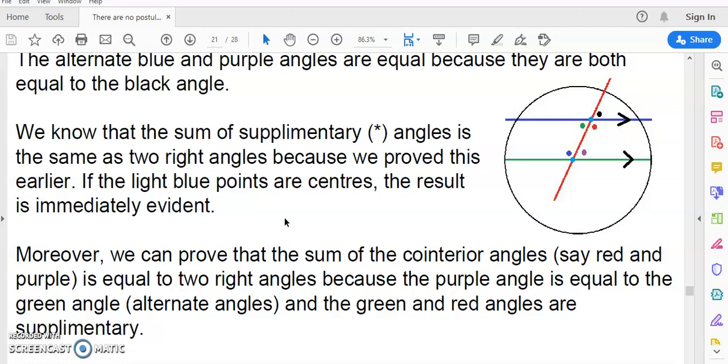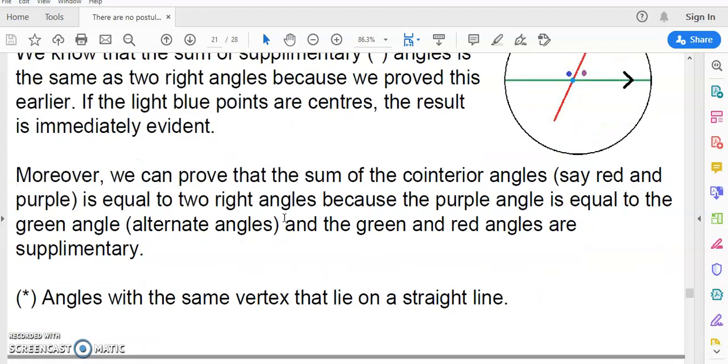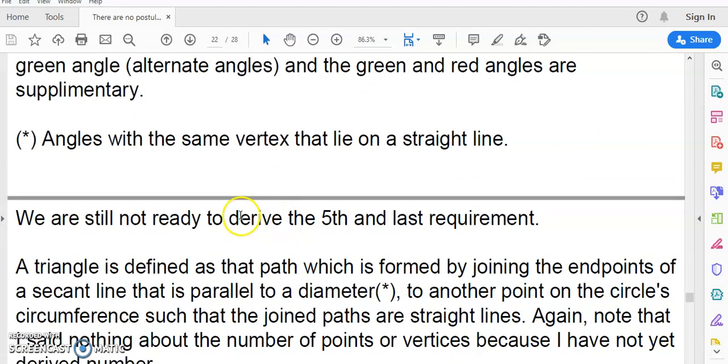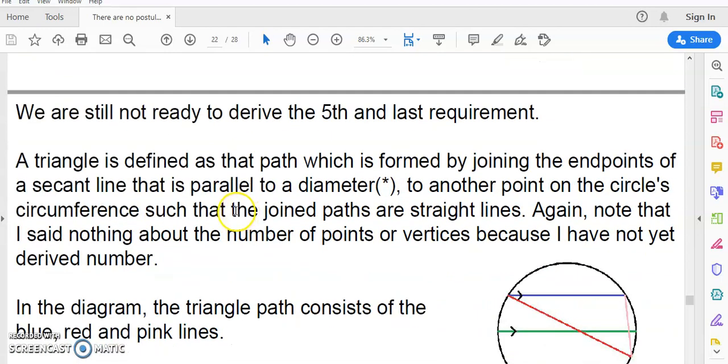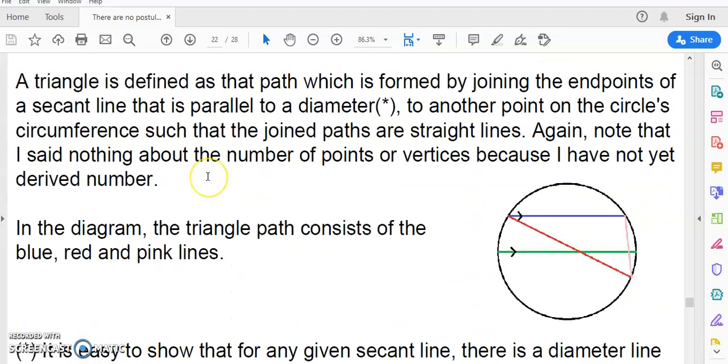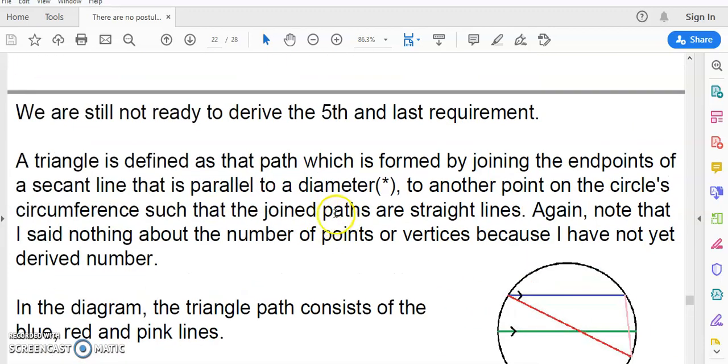Moreover, we can prove that the sum of supplementary angles, say the red and the purple, is equal to two right angles because the purple angle is equal to the green angle, they're alternate, and the green and the red angles are supplementary. So now we have established everything we need to deal with the fifth requirement. So I think I'm going to stop here, and I will deal with the fifth and last requirement in the final video, which is to come.